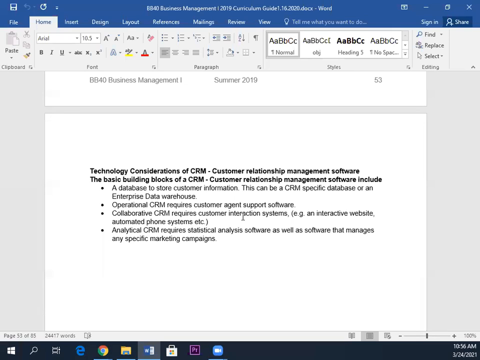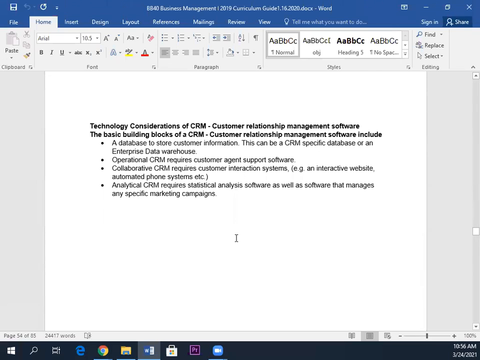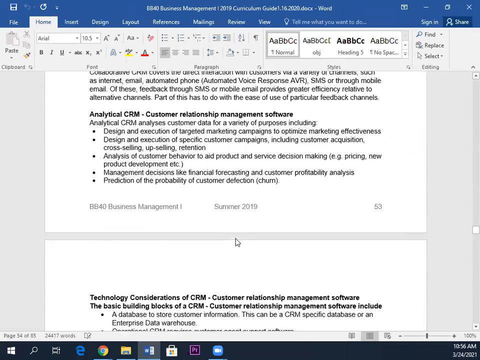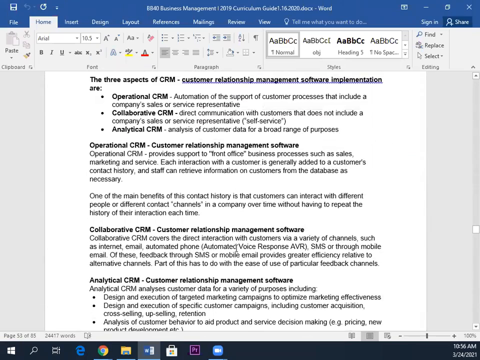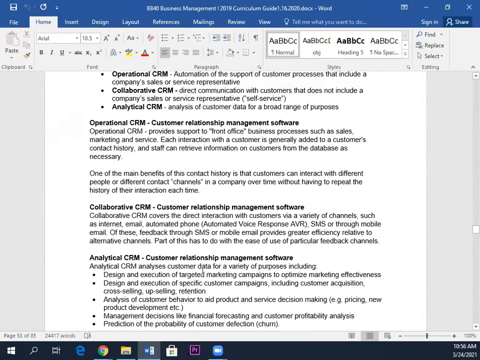Operational CRM requires customer agent support software. Collaborative CRM requires customer interaction systems, interactive websites, automated phone systems, etc. And then analytical CRM requires statistical analysis software as well as software that manages any specific marketing campaigns. So that's a little bit more confusing than some of the other things we've gone over. So the main thing is you kind of try to learn the difference between these.